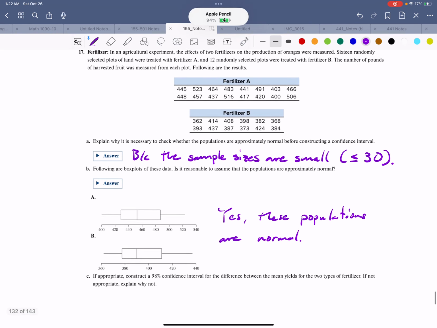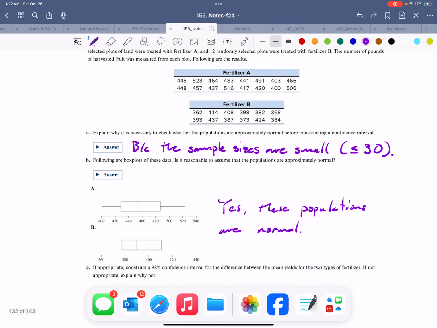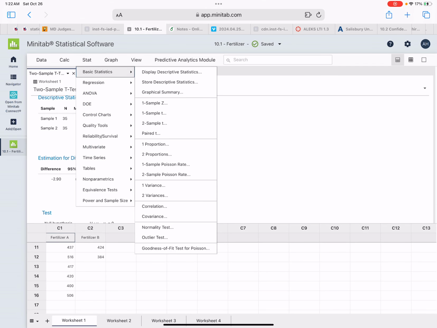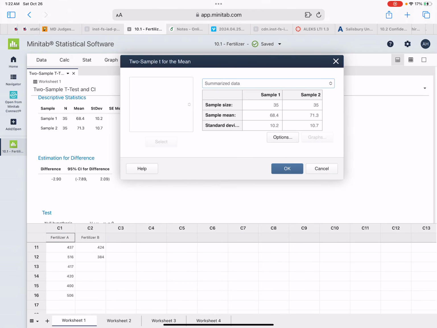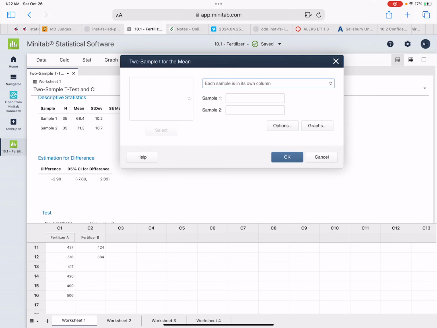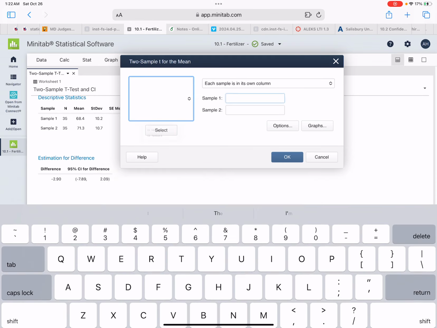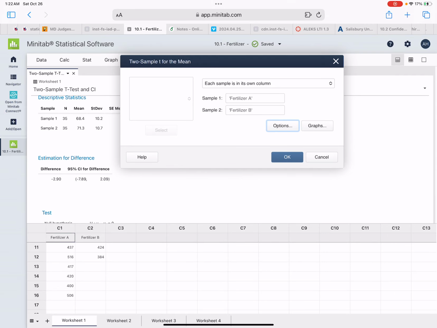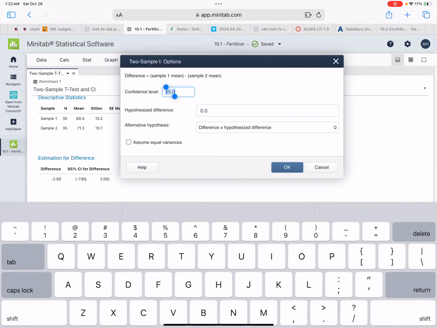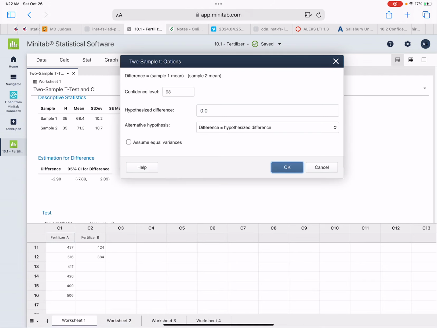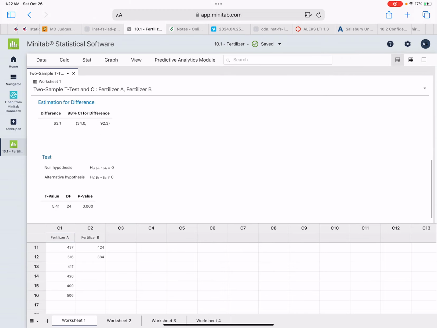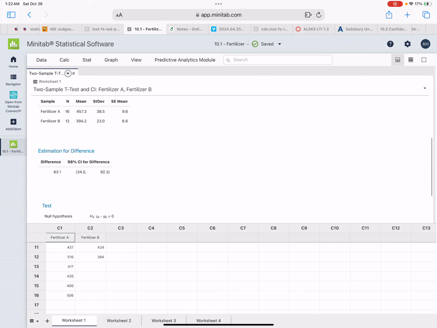Now that we know how to do it, let's go in here. I've already entered fertilizer A and B data in. Stat, basic stats, 2-sample t. At this point, I think we can do each sample in its own column. Sample 1 is fertilizer A. Sample 2 is fertilizer B. Let's just make sure we change this to 98%. Leave everything else alone, and ignore all the other stuff right there.